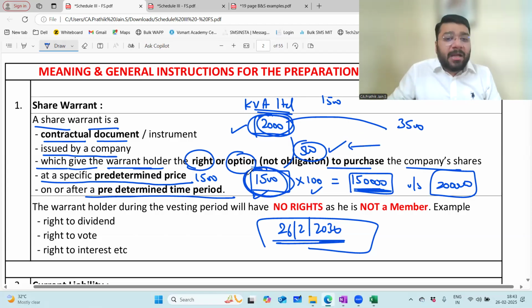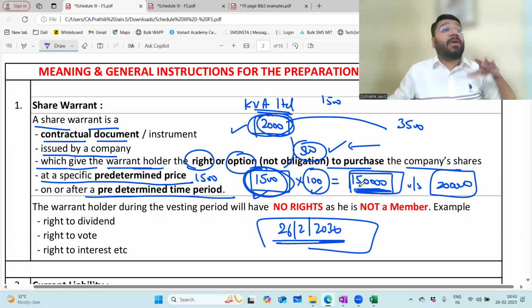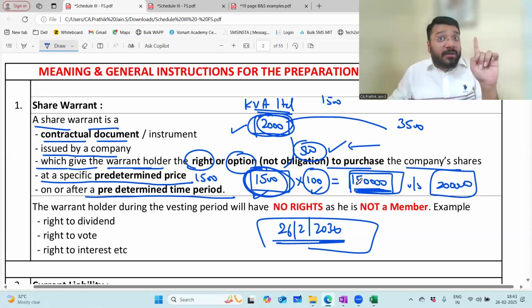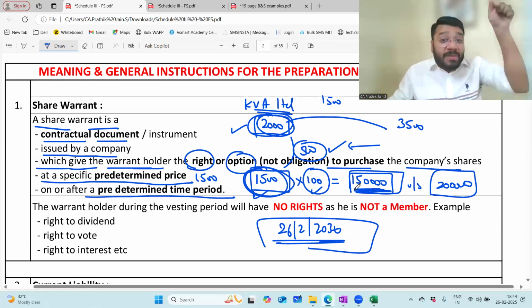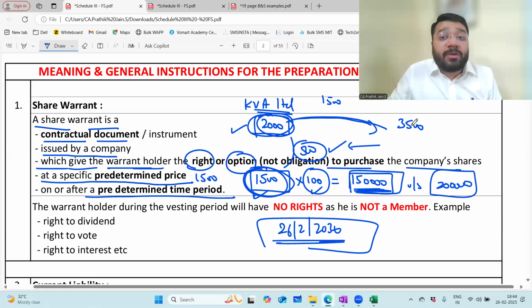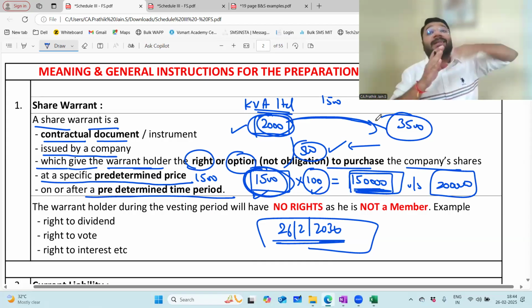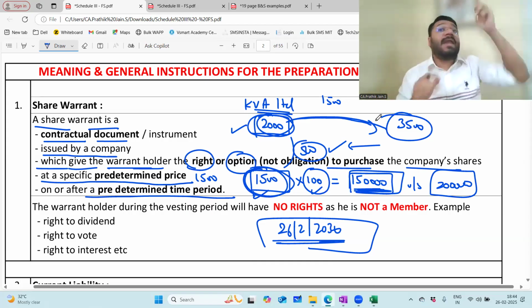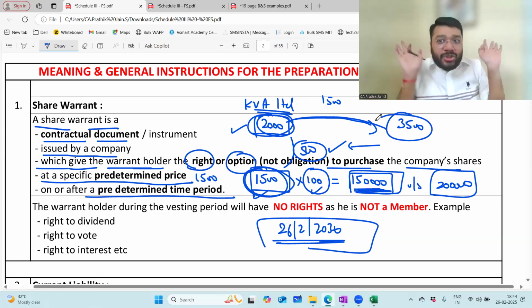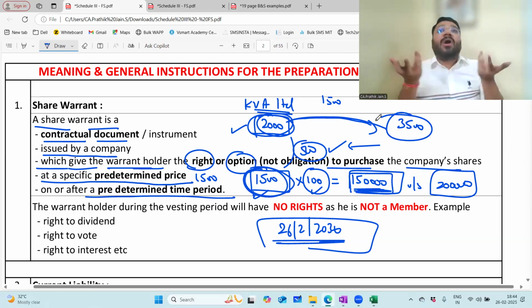In short, you are paying how much now? 1,500 per share. How many shares? 100 shares. So total how much? 1.5 lakh rupees. Correct. So 2 lakh worth of share I'm getting at 1.5 lakh rupees. And you are buying this warrant when you believe that this 2,000 rupees worth of share in future could be becoming 3,500. When you see a growth pattern in the share or in that company, only you will try to invest.